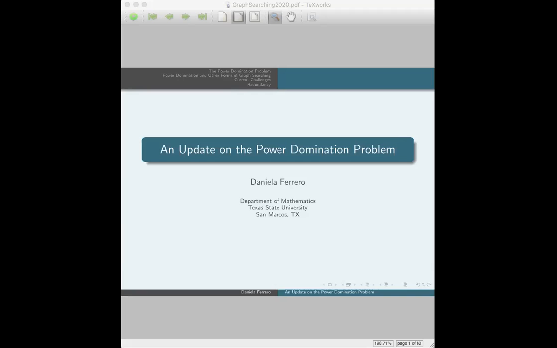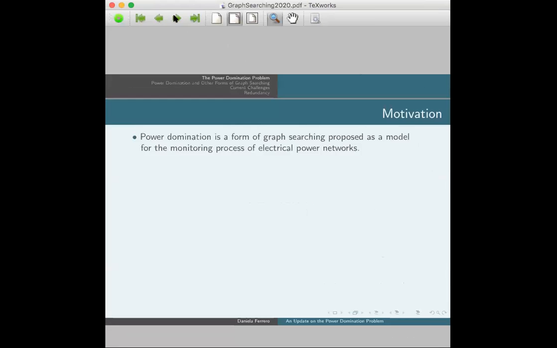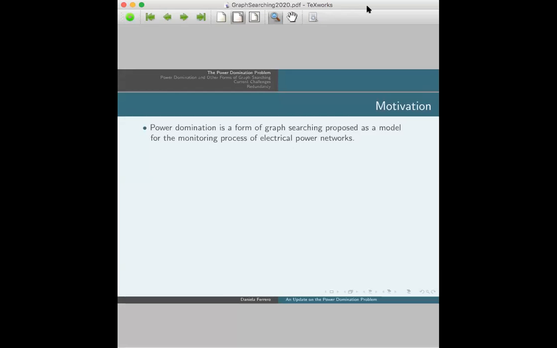When you work on applications, one of the beautiful things is that things change. Things change very quickly because technology changes, and so that is a very nice way of always keeping something new to work on. So let me start by saying, I'm going to introduce power domination really quickly for those of you who are not familiar with this concept.